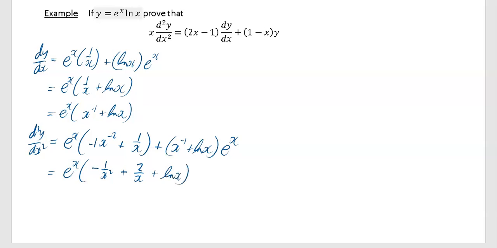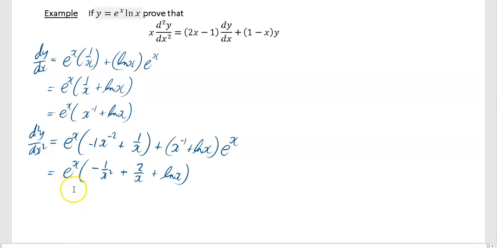Let me just check that and see if that's right. Minus 1 times x to the minus 2. Yep, that's minus 1 over x squared. And you have 1 over x, and x to the minus 1 is another 1 over x. 1 over x plus 1 over x is 2 over x. And then you've got ln x, which is here.